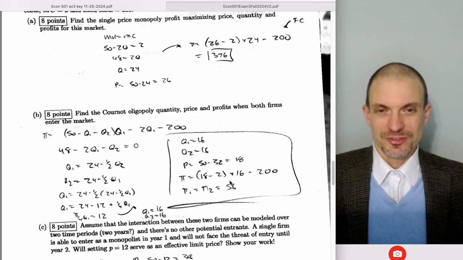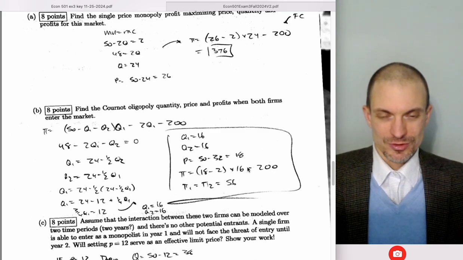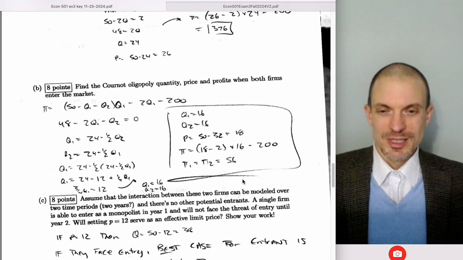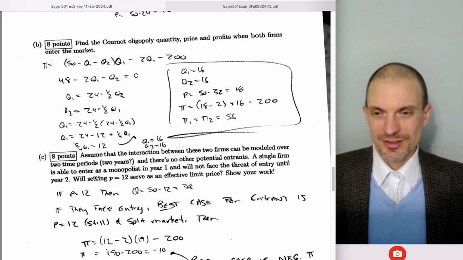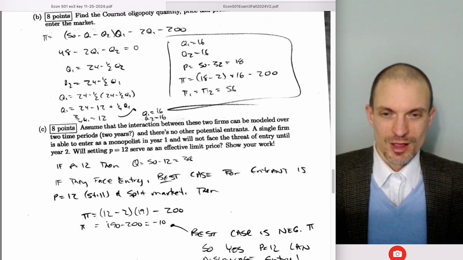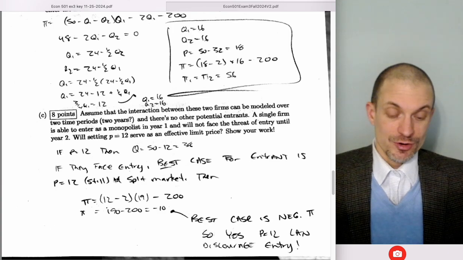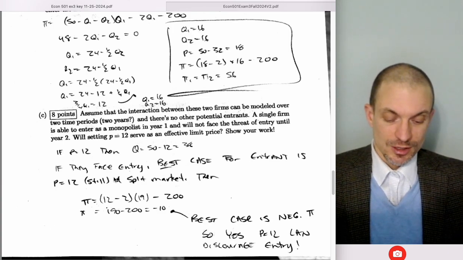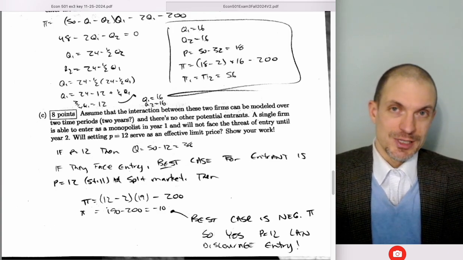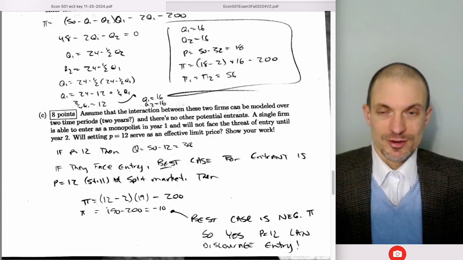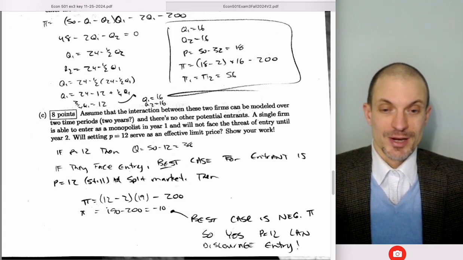Okay, so now I'm going to ask, do we have a situation where limit pricing is going to be effective if I set a price of 12 as my limit price? Remember, the idea with limit pricing is this is not predatory pricing. It's not explicitly illegal. What's going on is you're a monopoly, but you're going to price with a lot more restraint. And so you're going to set a lower price than the monopoly price.